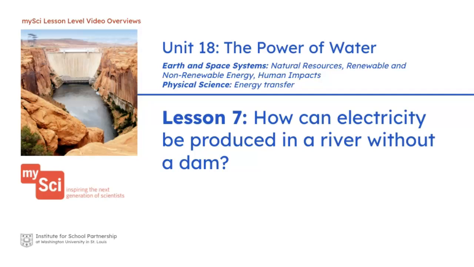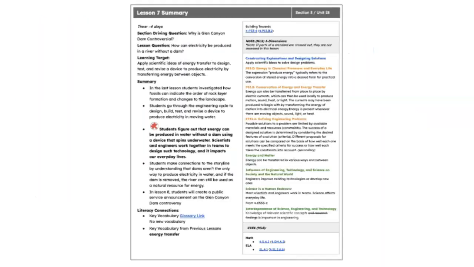Students make connections to the storyline by understanding that dams aren't the only way to produce electricity in water, and if the dam is removed, the river can still be used as a natural resource for energy. There are several opportunities for math and ELA cross-curricular connections throughout the lesson. You can look for specific standard connections in the Unit 18 Teacher Guide. This lesson will take approximately 4 days to complete.